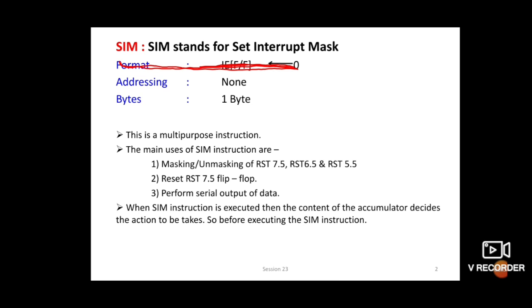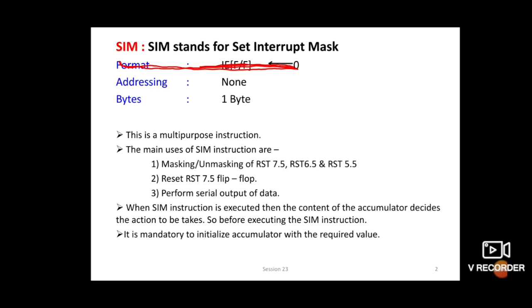When the SIM instruction is executed, the content of the accumulator decides the action to be taken. So before executing the SIM instruction, it is mandatory to store the data in the accumulator first. Now students, see one by one the main uses of this SIM instruction: masking, unmasking, reset, and performing serial output of data. Masking, unmasking. You know, mask means avoid.